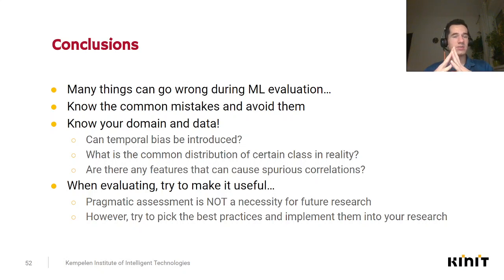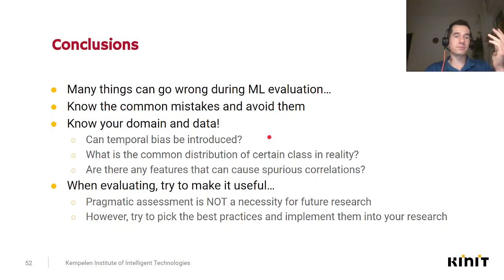And that brings us to the end. So, what are the conclusions of this, I think, exhausting talk? Many things can go wrong during machine learning, not only evaluation, but the whole machine learning process, from collecting the data to training the model to evaluating the model to deploying the model into practice. So when we know mistakes which are common or which are even uncommon, the better we can avoid them, the best for us. We should know our domain and data.